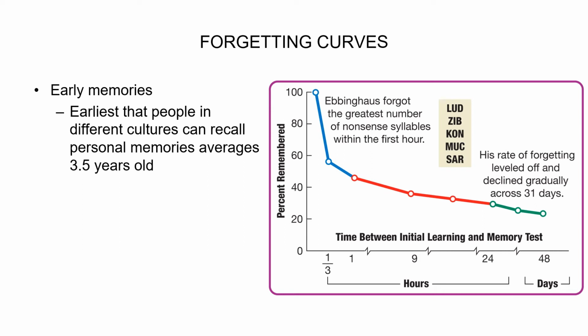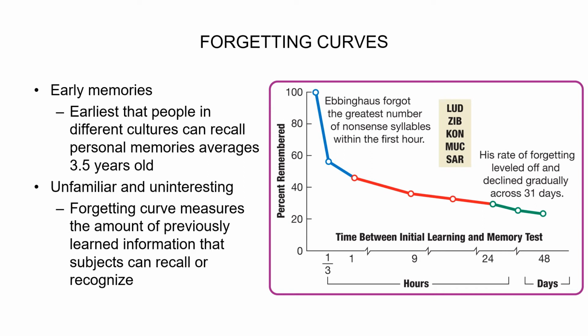Also, things that are unfamiliar or uninteresting, this is information that is just as likely to not go into long-term memory. I talked about that a bit in the previous slides, but it's also the easiest information to forget. And as I said before, it's not as much forgetting as it is not being able to retrieve the information, even though there is forgetting that does occur. But really what we're looking at is not being able to retrieve this information.